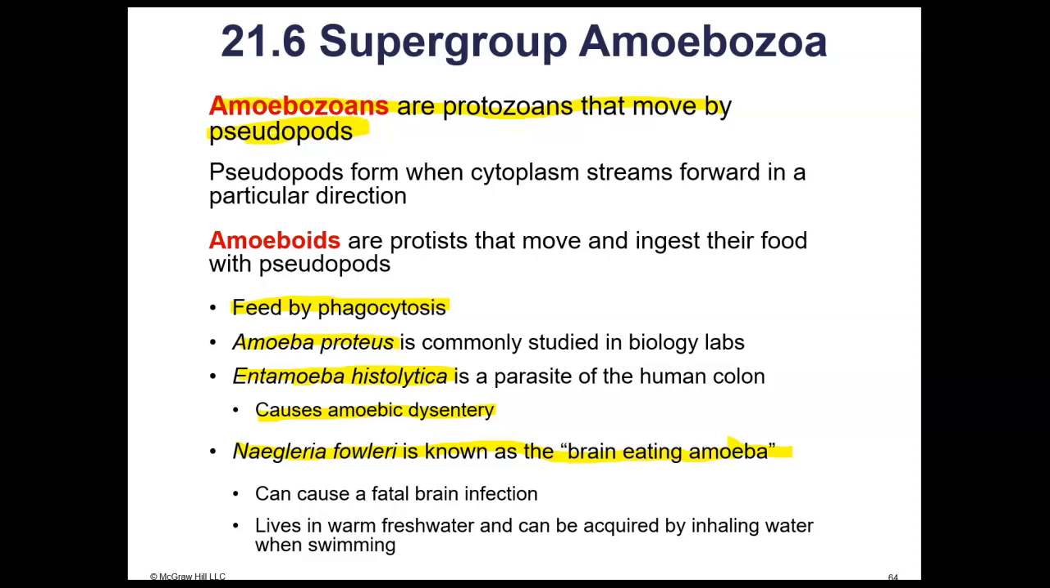This is part 2 of the Chapter 21 recorded lectures, and I'm starting back at slide 64 because we had left off with the supergroup Amoebozoa. So the two examples that you need to know for the supergroup Amoebozoa is this supergroup includes amoeba, which we are going to see a living amoeba in lab, and then also it includes the slime molds.